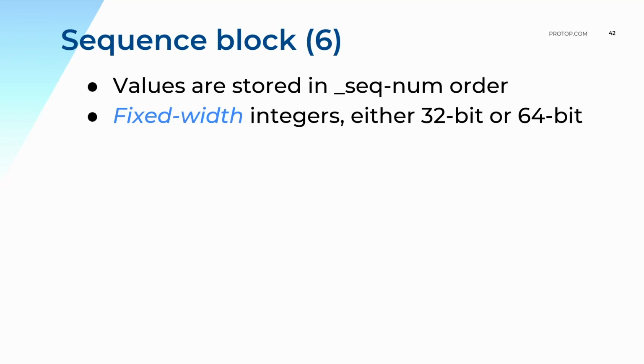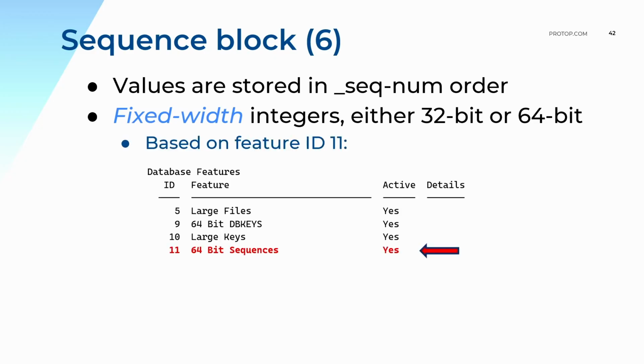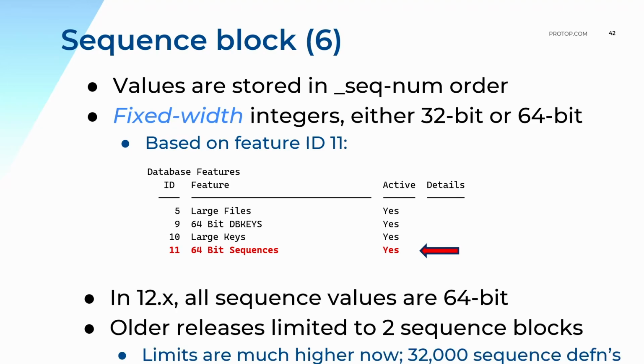Every sequence is either 32 bits long, that is 4 bytes, or 64 bits long, 8 bytes. You can tell which one you have by looking at a proutil describe, and feature 11 tells you whether you have 64-bit sequences or not. In 12, they're all 64 bits now.